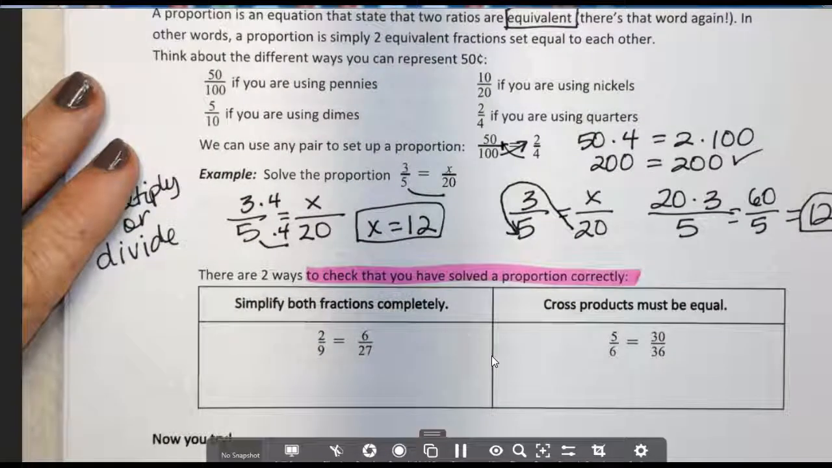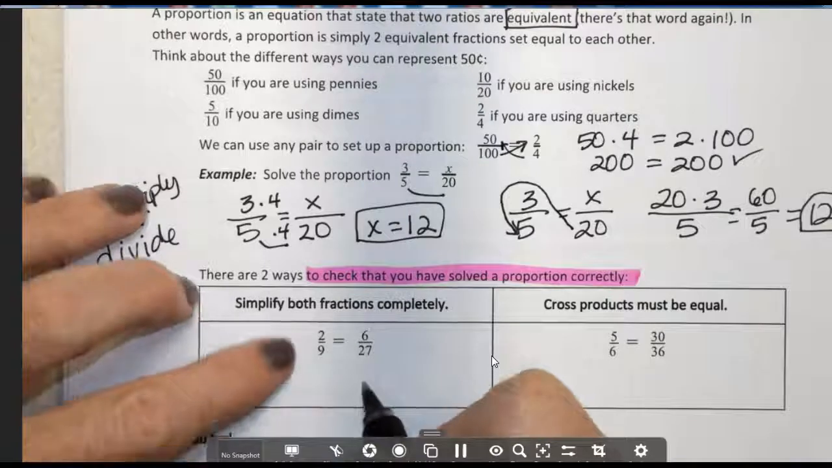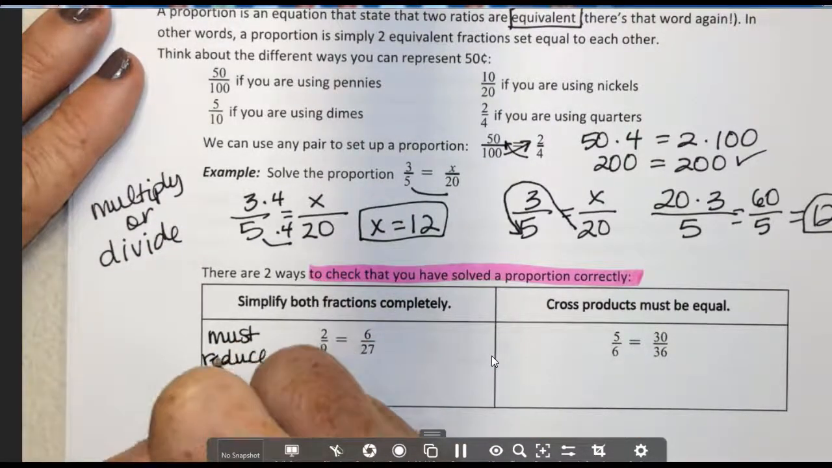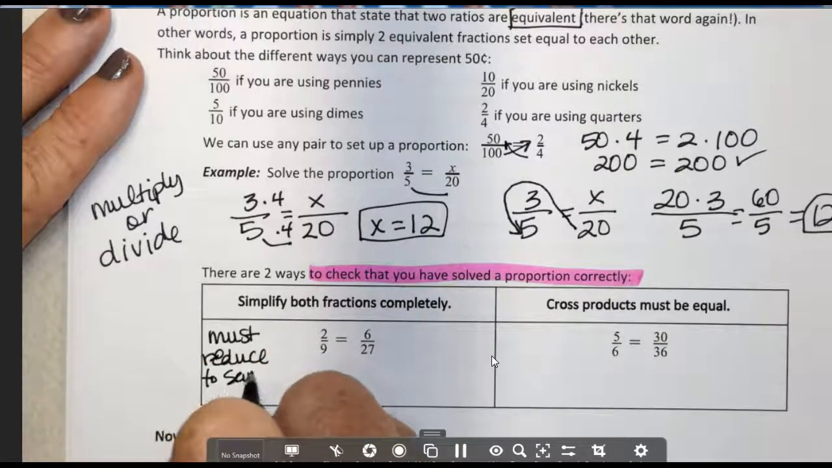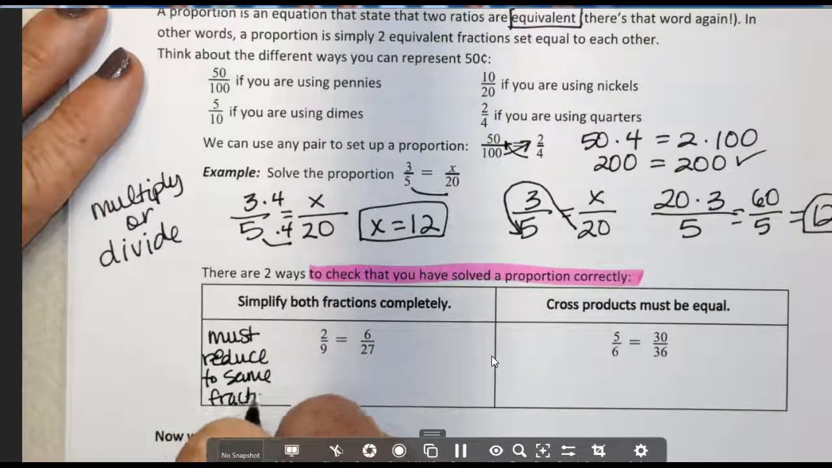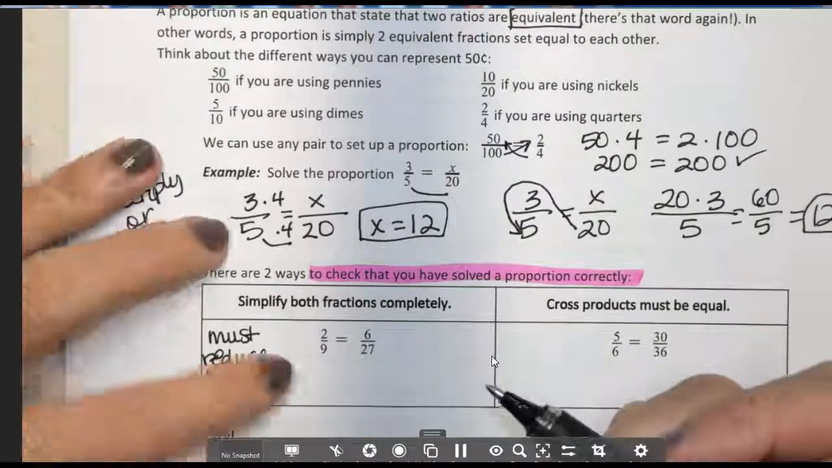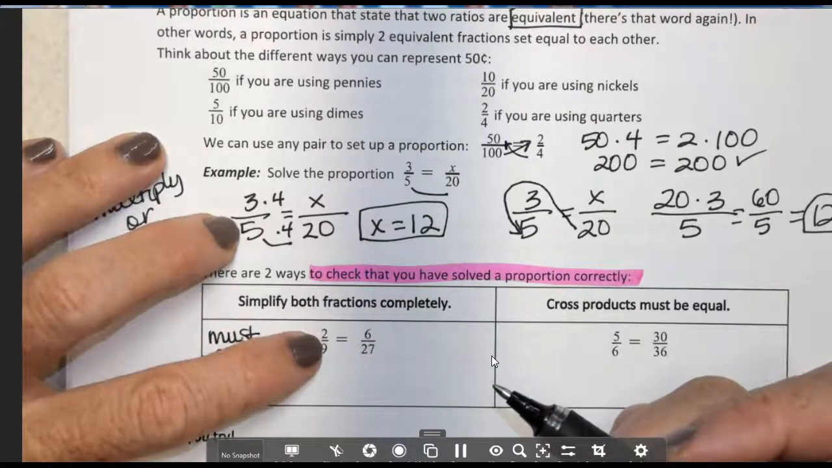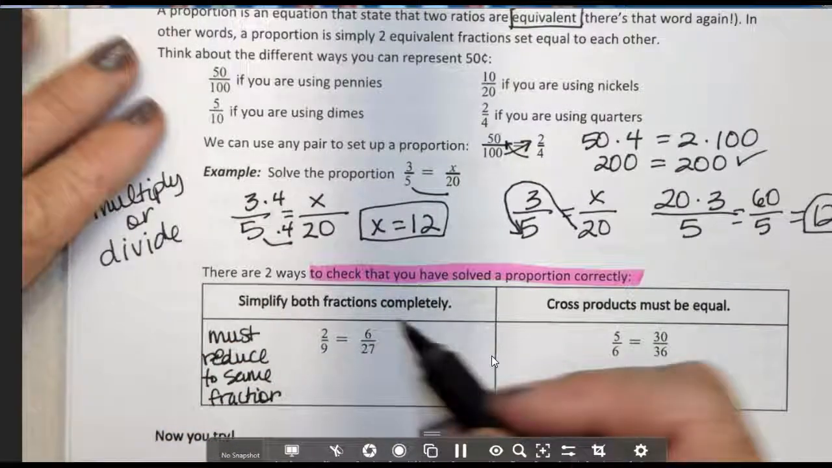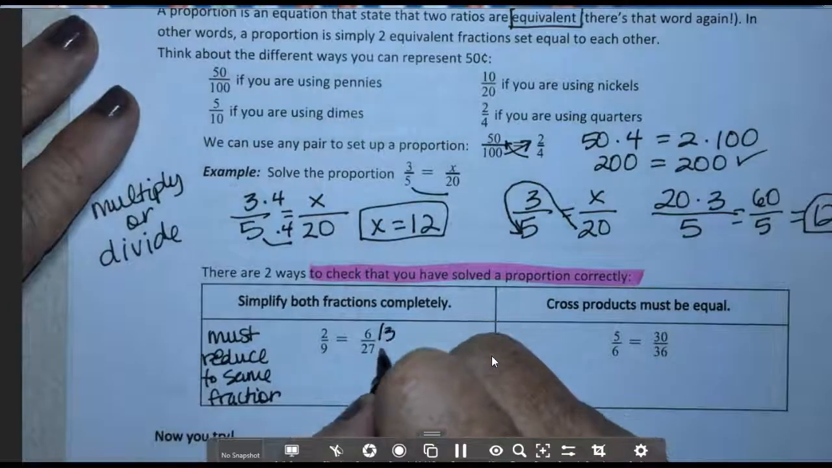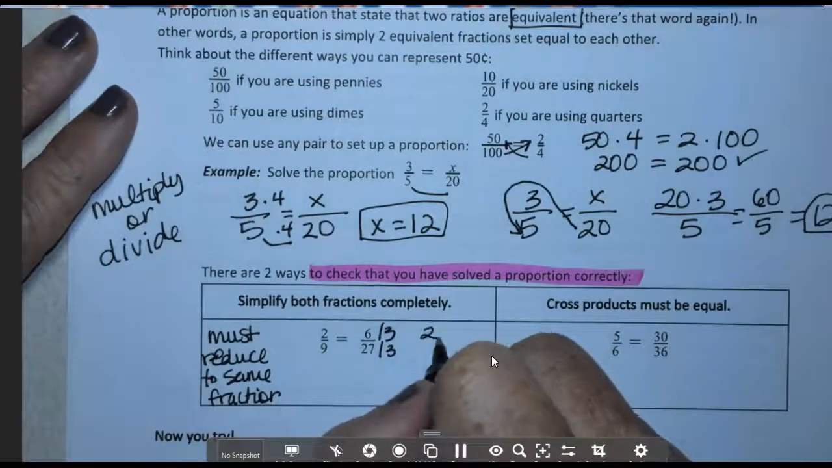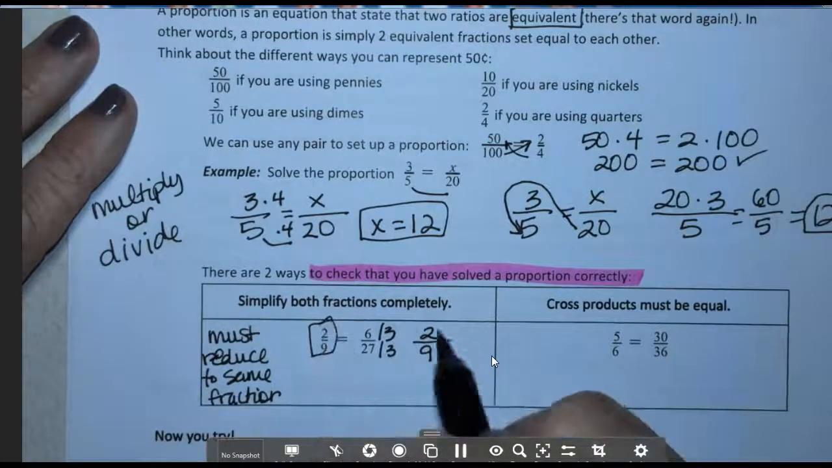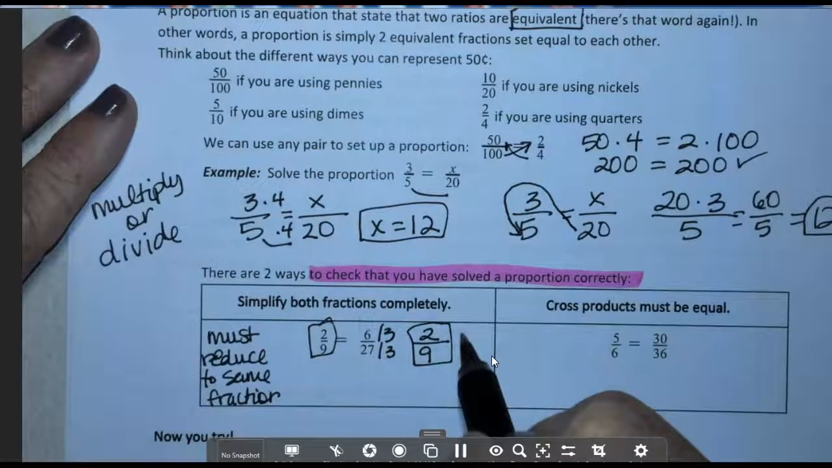Okay? So one way you can, if you know they're equivalent fractions, you know they must reduce to the same fraction. Then they'll be equal, obviously. Okay, so 2 over 9, well, 9 can only be split up by 3 and 3, 2 by 2 and 1. So 2 over 9 is as simple as you can get that. 6 over 27, though, can each be divided by 3. So 6 divided by 3 is 2, 27 divided by 3 is 9, 2 ninths equals 2 ninths, so I know that that proportion is correct.